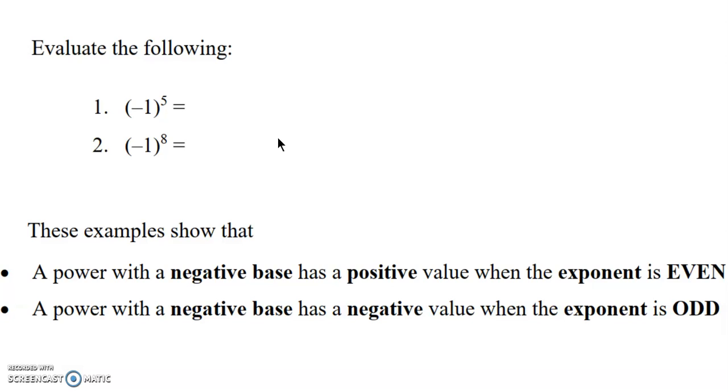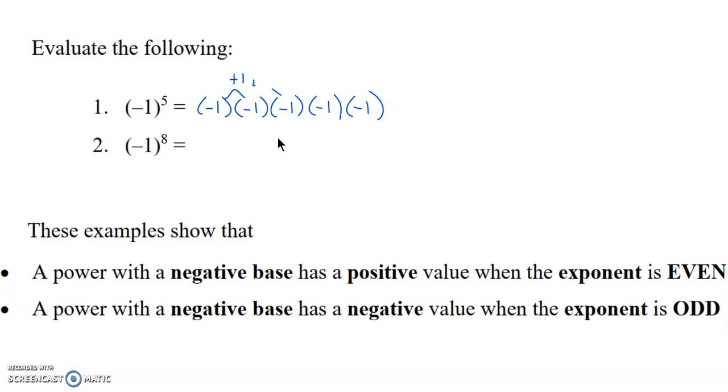So let's evaluate the following. We have number 1, (-1) to the power of 5. This means -1 times -1 times -1 times -1 times -1. This can get tiring to write, so we're going to look at a little bit of a shortcut. But if we do this step by step, -1 times -1 is +1.